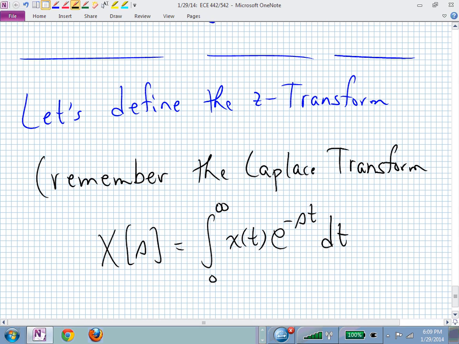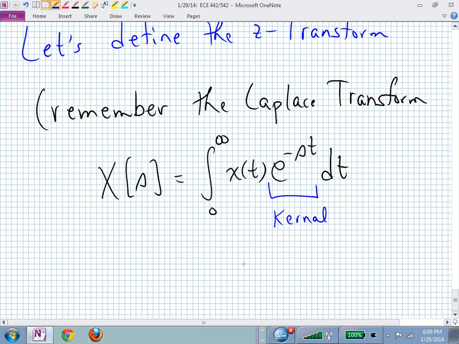Meaning we are weighting now this time domain signal, little x of t, by some kernel that's e to the minus st. And that kernel actually weights all of x of t. And we're integrating over all time.